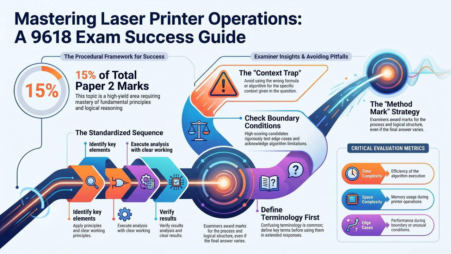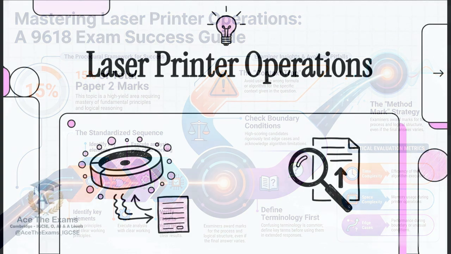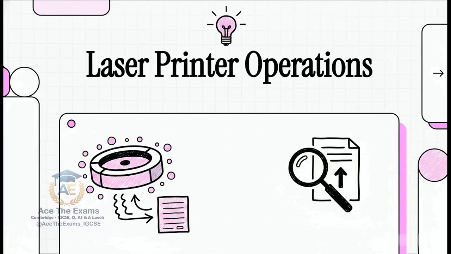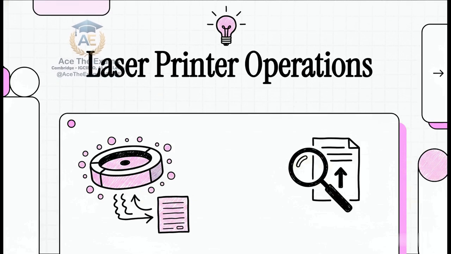Welcome to this explainer. Today, we're doing something a little different, something absolutely critical. We are engineering the perfect DNA of an answer for Cambridge Computer Science 9618, specifically decoding exactly what examiners are hunting for when they test laser printer principal operations. Look, we're going straight to the core insights from principal examiner reports to uncover the proven strategies that separate the average candidate from the truly exceptional.